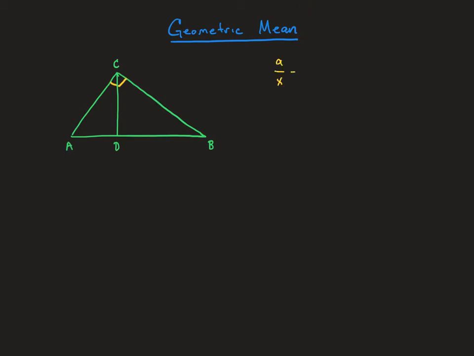A over x equals x over b. And what that means is we have this geometric mean of two positive numbers, a and b, is the positive number x that satisfies this ratio or proportion. Okay, so what does that mean if we look over here at our image? What is that going to tell us?